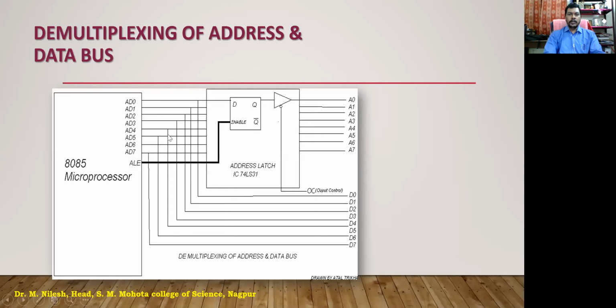So this is how it's going to work. So this is demultiplexing of address and data bus. I hope everybody has understood this. If you have any problem, you can ask me on this.